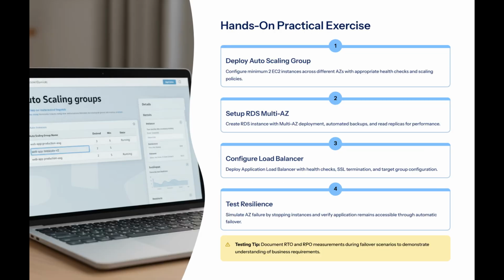Now let's get practical. If you're preparing for interviews, build this at least once. Create an auto-scaling group with two EC2 instances across two AZs. Deploy an RDS multi-AZ database. Put an application load balancer in front. Test it. Stop one AZ and watch traffic seamlessly flow to the healthy AZ. Pro tip: note down RTO, recovery time objective, and RPO, recovery point objective during testing. Interviewers love when you mention business metrics.